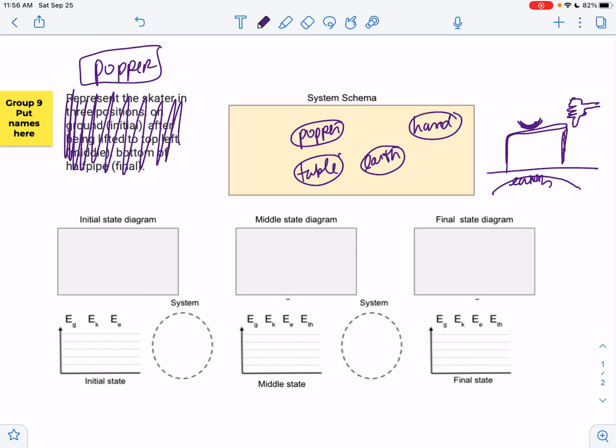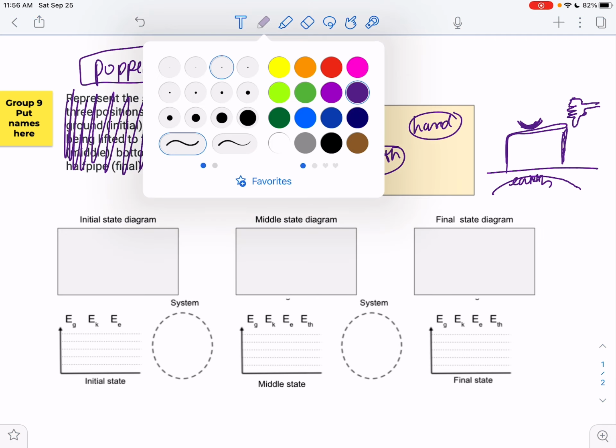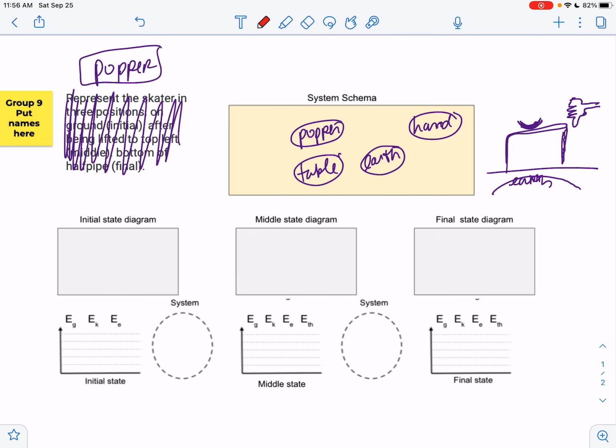Let's decide how we want to do the analysis. And then you have to decide what should be in your system. So at least the popper and the earth, but let's go ahead and put the table in there also. All right, so popper, earth, and table. The popper is interacting with the table and the earth, and then the table's interacting with the earth. And we'll decide about the hand in a minute.